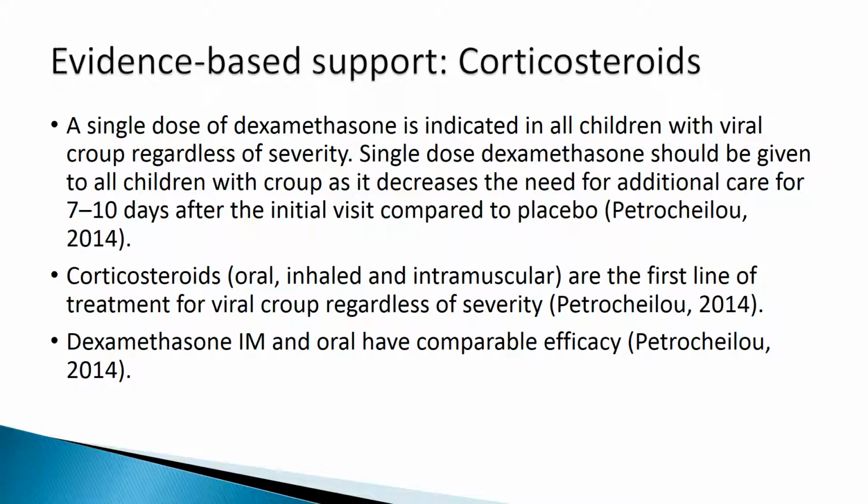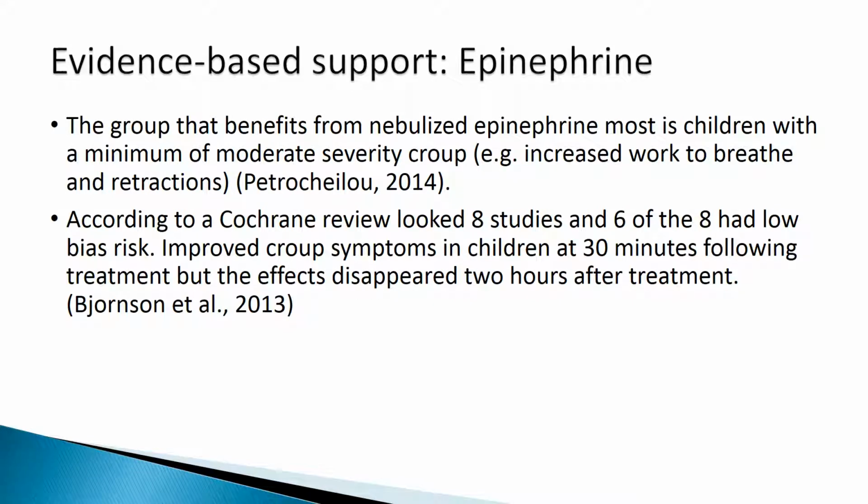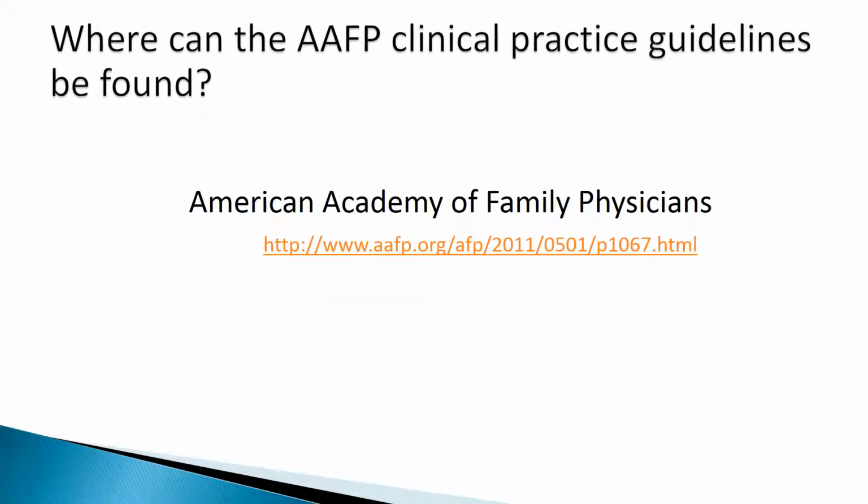Dexamethasone IM and oral have comparable efficacy. Just like I said earlier, it doesn't really matter. It's to your comfort. If you feel like the child's going to vomit the single dose, IM injection is another option. A little bit more evidence-based support. And there's the Cochrane review. Looked at 8 studies. 6 of the 8 had low bias risk. Improved croup symptoms in children at 30 minutes following the treatment, but effects disappeared 2 hours after the treatment. And this is the website where you can find the AAFP clinical practice guidelines. It's the American Academy of Family Physicians, and there's the link.